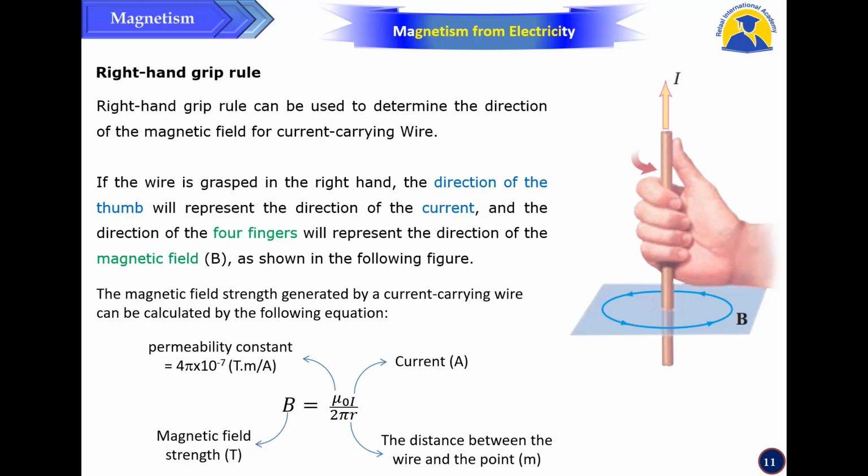B equals mu 0 I divided by 2 pi R. B is the magnetic field strength induced around the wire. Mu 0 is the permeability constant, which equals 4 pi times 10 to the power minus 7 Tesla meter per ampere. I is the current in ampere. R is the distance between the wire and the point where we want to find the magnetic field strength, in meter.